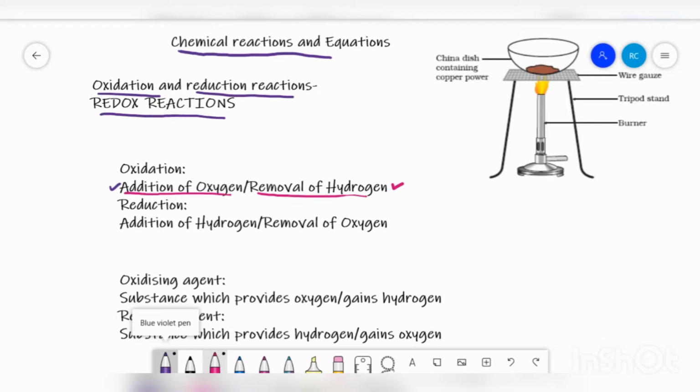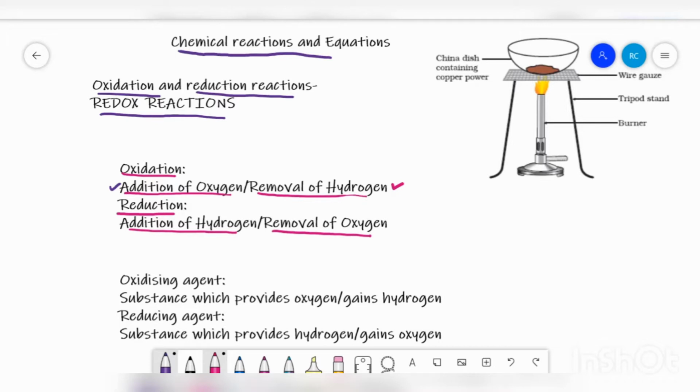So what is reduction then? Reduction is the addition of hydrogen or removal of oxygen. So these are the common definitions for oxidation and reduction. Addition of oxygen is called oxidation, and addition of hydrogen is called reduction.